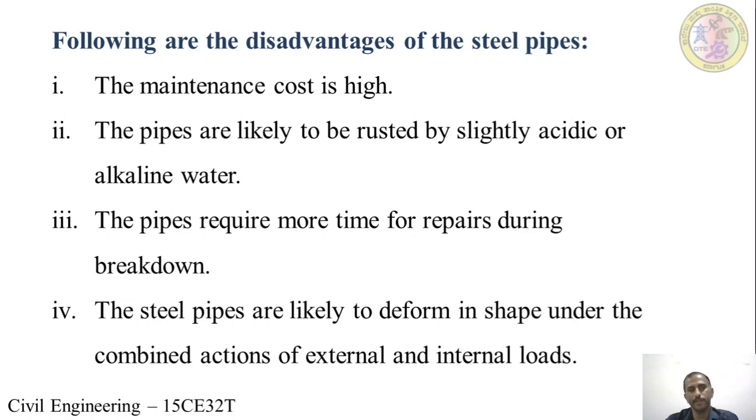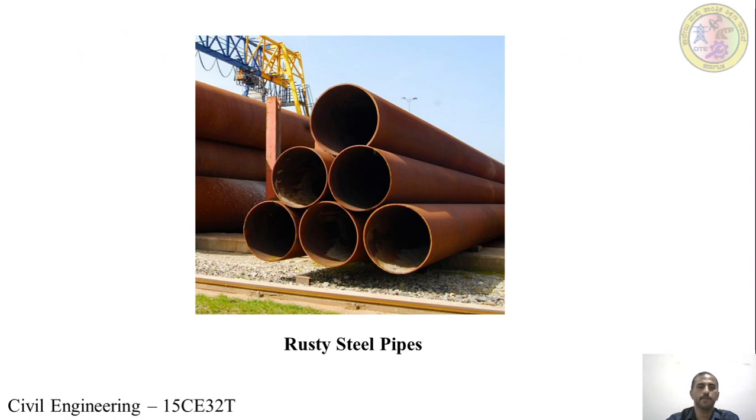Disadvantage is the maintenance cost is high. If they are not properly maintained, they get rusted easily by slightly acidic or alkaline water. These pipes require more time for repairs. Under the combined action of external and internal load, the steel pipes are likely to deform. Here you can see an image of rusted steel pipes.